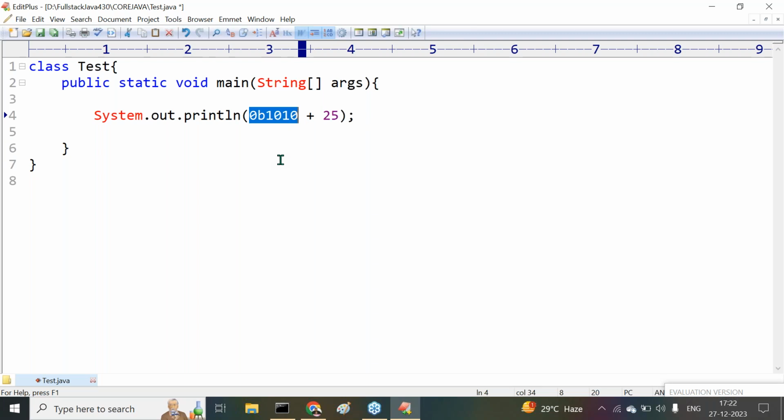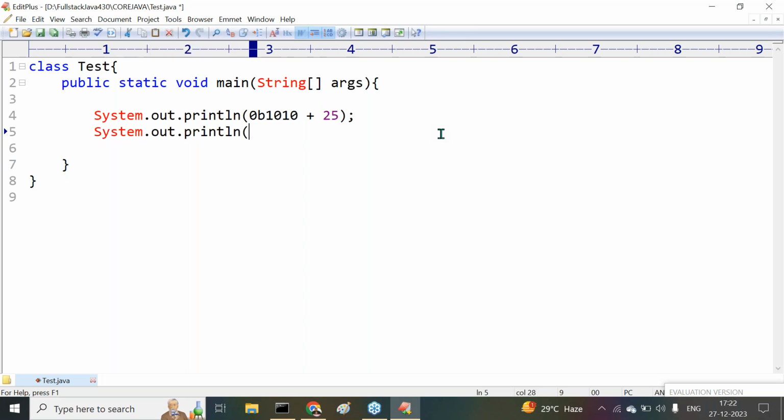10. Immediately the compiler will convert this binary number to decimal 10. 10 plus 25 it will perform internally. 10 plus 25, what is the value we are able to get? 35. 35 is the value here. Understand it clearly.